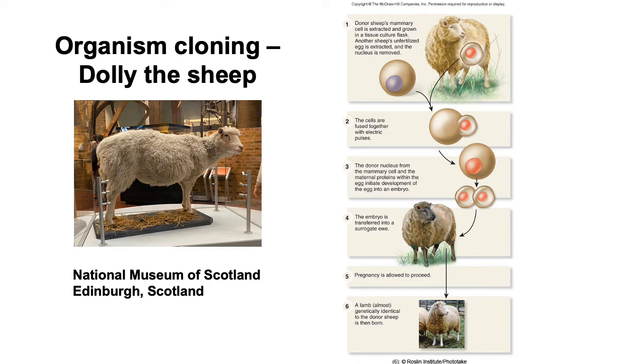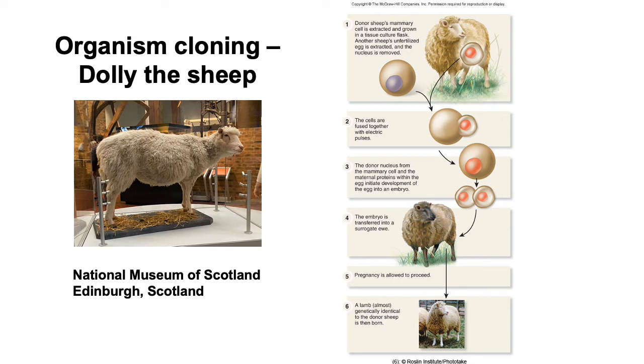But again, when I was with students this past January, we went to Edinburgh, Scotland, where Dolly the sheep and all of these experiments were carried out. Dolly the sheep has since passed on and died, but here she is taxidermied, and we were able to see Dolly the sheep at the National Museum of Scotland in Edinburgh, which was very exciting. So again, Dolly was the first mammal that was successfully cloned from the DNA of a somatic cell.